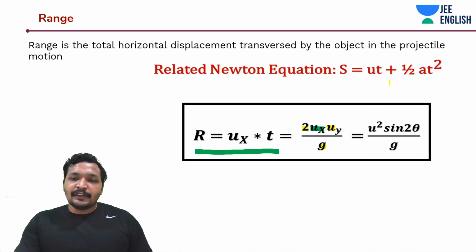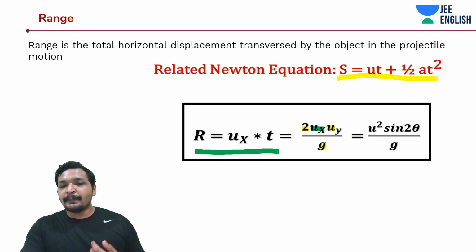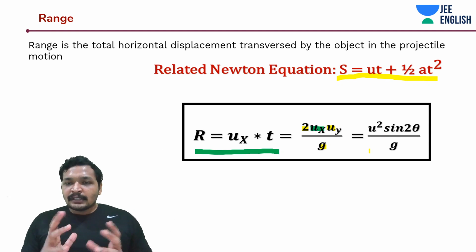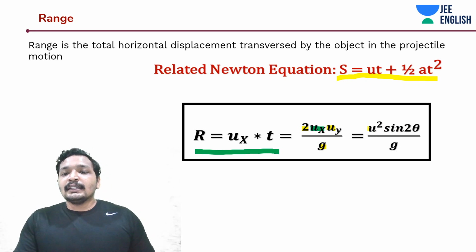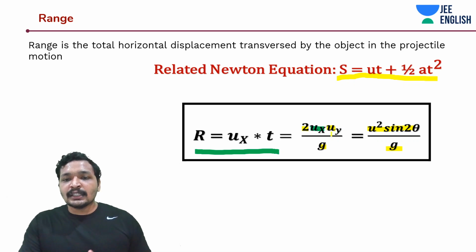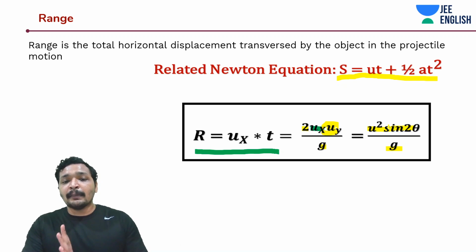You can also do it the other way around, by making use of Newton's equations of motion and substituting the relevant parameters to get the answer. Finally, you can work around some trigonometry. Basically, ux is u cos theta, uy is u sin theta, and 2 cos theta sin theta is sin 2 theta. So the range is nothing but u square sin 2 theta by g. Let me correct it again: it is u square sin 2 theta by g.